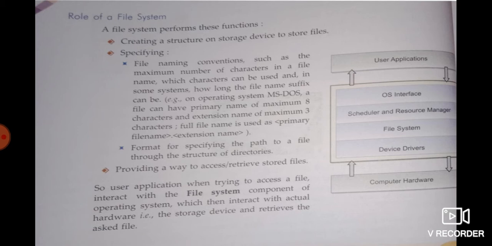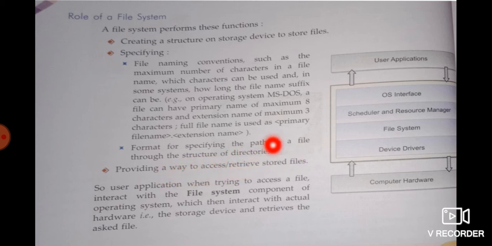Like the image file has the extension JPG, or a text file may have the extension .txt, or a document has the extension .doc. So the length of the extension, whether 3 characters or 4 characters, and how many characters we can write in a file name, all these types of conventions are defined in the file system. If we give any wrong name to the file, it shows us an error message.